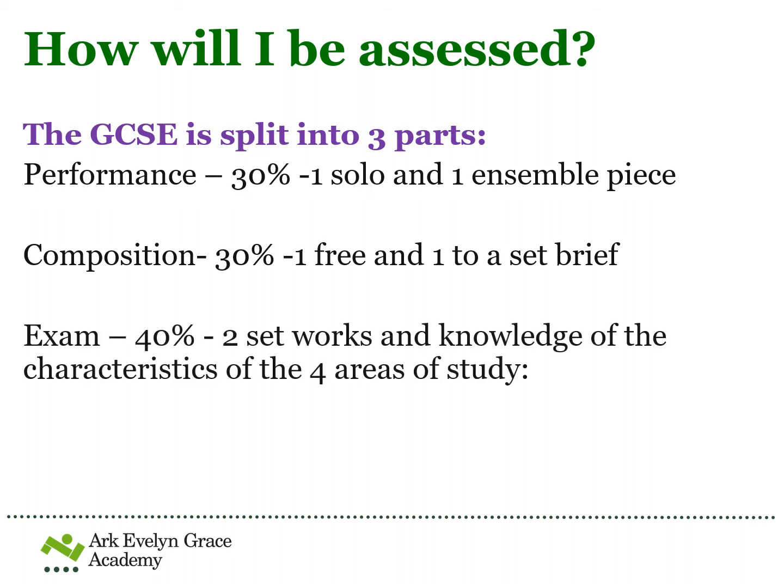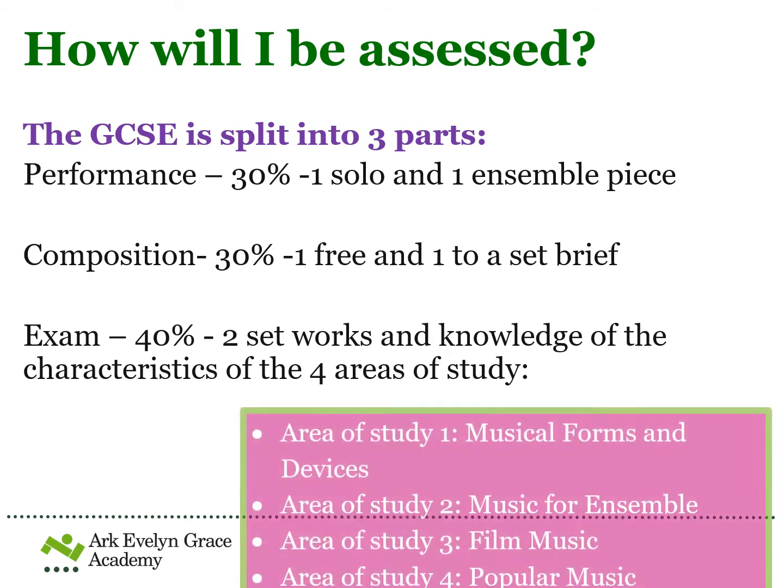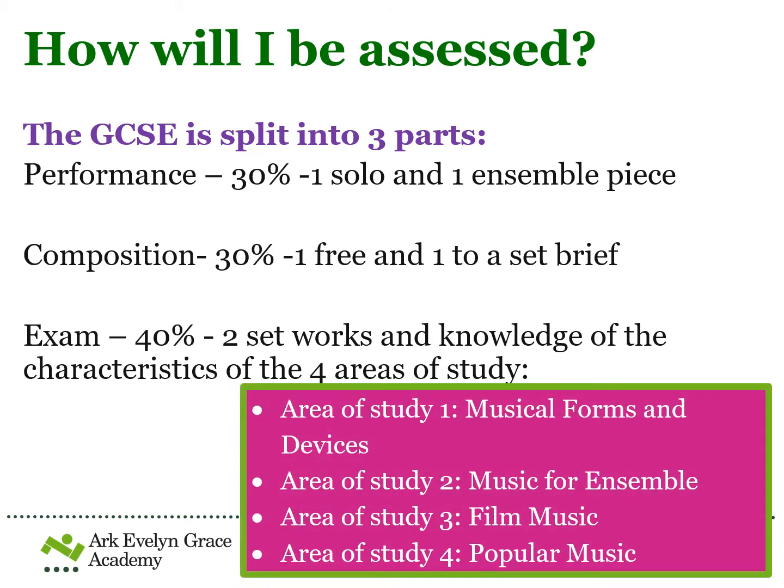You will then have the exam, which is 40% of the course. There you will study 2 set works and knowledge of the characteristics of the 4 areas of study: musical forms and devices, music for ensemble and film music, as well as popular music. The 2 set works that you're going to study are from Area Study 1, musical forms and devices, and the other set work is from Area Study 4, popular music.